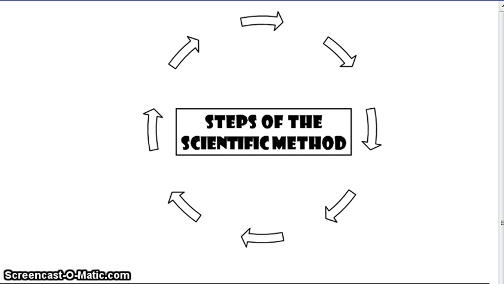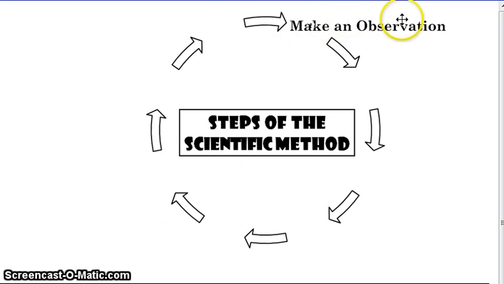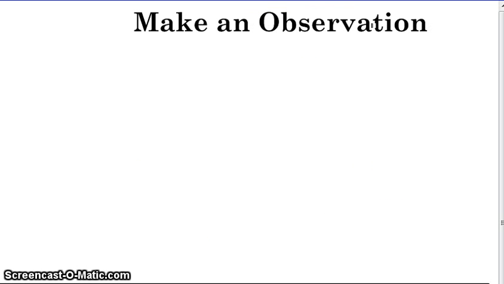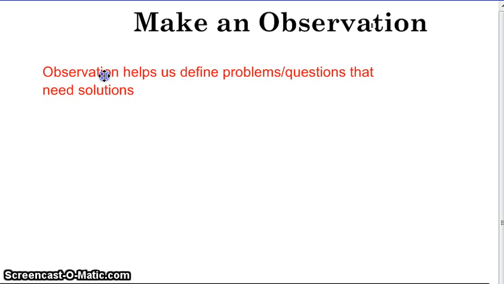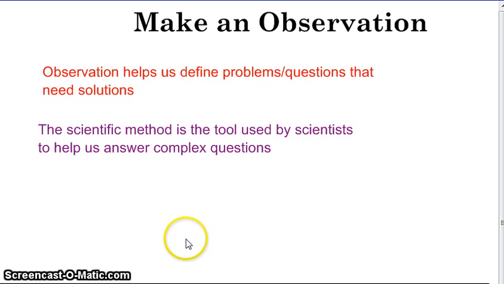The first step of the scientific method, the first thing that scientists do, is make an observation. Now you'll notice that this is a wheel, so this can go anywhere. I've chosen to put make an observation in this part because the scientific method really is a cycle, and it actually can kind of begin or end almost anywhere in the cycle. But generally it begins with a scientist making an observation. Observations help us define problems and questions that need solutions, and the scientific method is the tool that scientists use to help us answer complex questions.